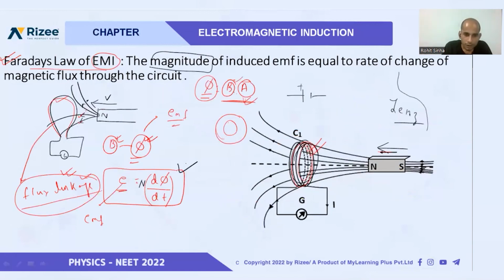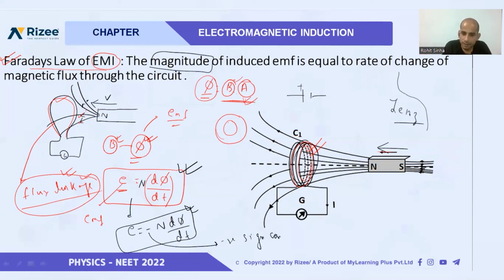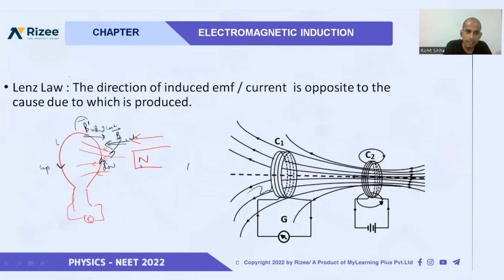Now, this was the Lenz law. Now we can write it in complete form. E is equal to minus n d phi by dt, and this minus sign came due to Lenz law. This negative sign came due to Lenz law. And one more important point we should know is that Lenz law is based on energy conservation.